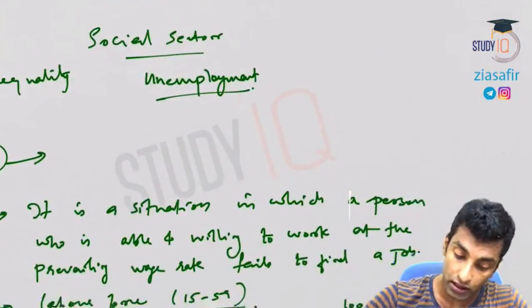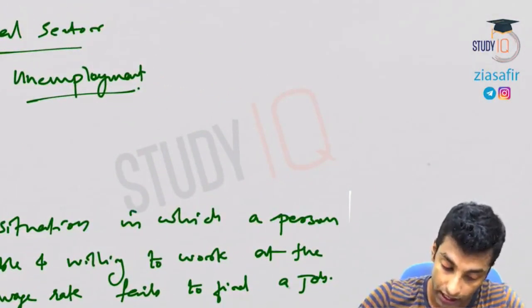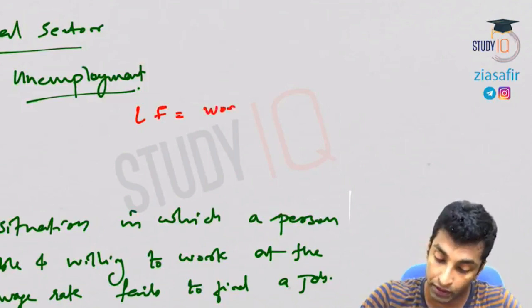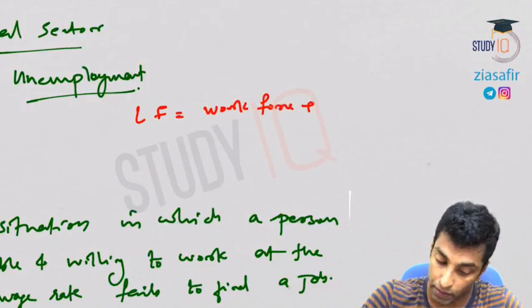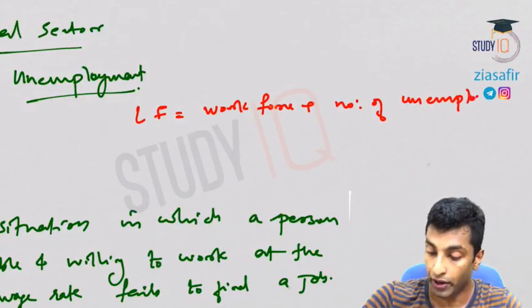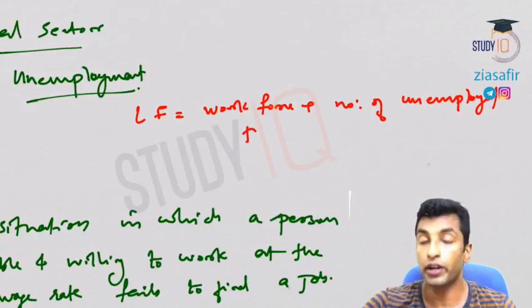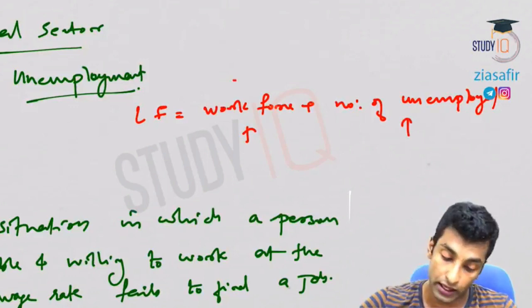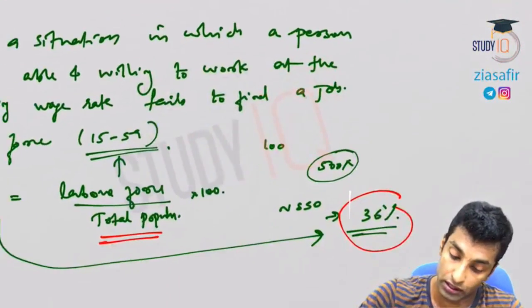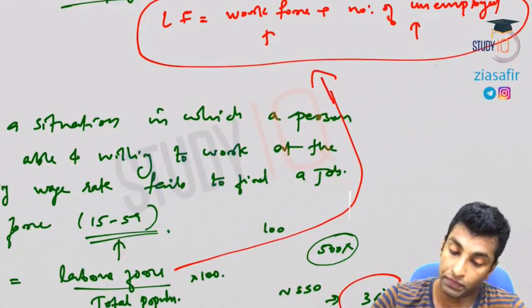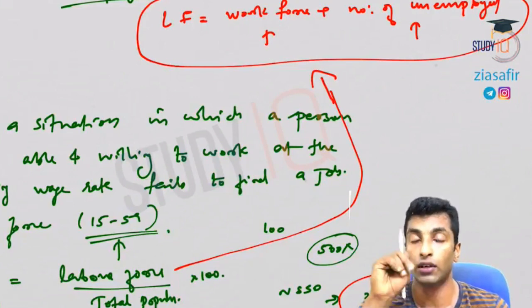Out of the total population, 36% is willing and able to work at the prevailing wage rate. Now, what is labor force? Otherwise, you can express it like this: labor force equals workforce plus number of unemployed. Workforce means they are already in a job, and number of unemployed means they are looking for a job. So that is the total labor force. Workforce plus number of unemployed, you will get the total labor force.